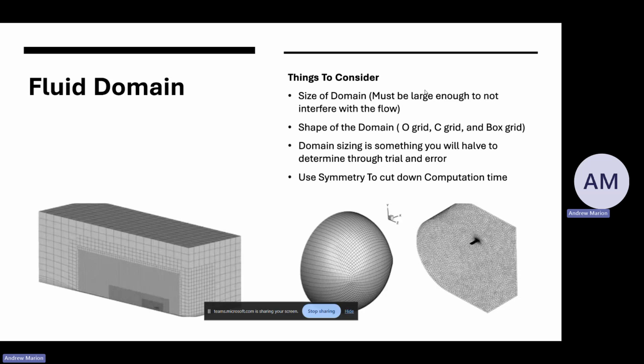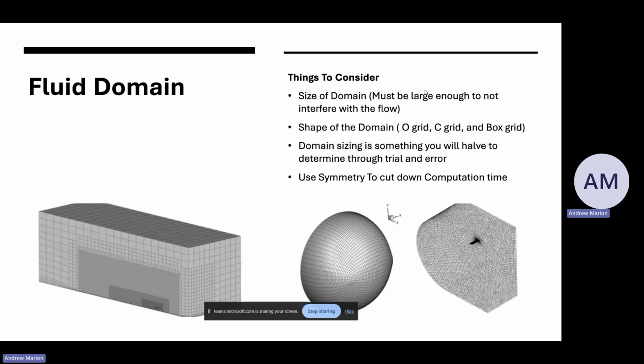Really bad drawing. You don't want the air that's hitting your aircraft to come up and bounce off the top of your fluid domain, because in reality, there's no real wall there. So you don't want any interaction there. You want to have it far enough away from your aircraft that they don't interact. How far away depends on your aircraft.